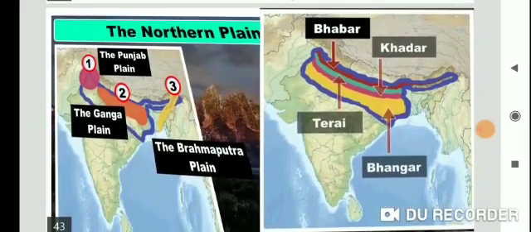Next, see one by one on this map: first is the Bhangar, and second Khadar, then Bhabar and Terai.